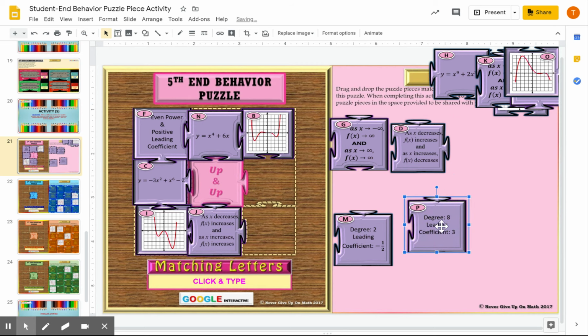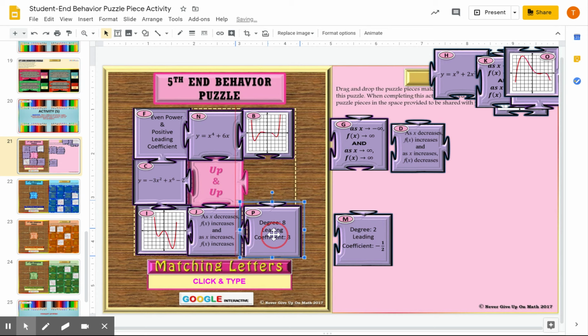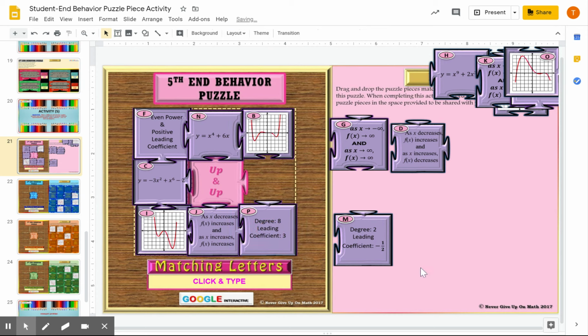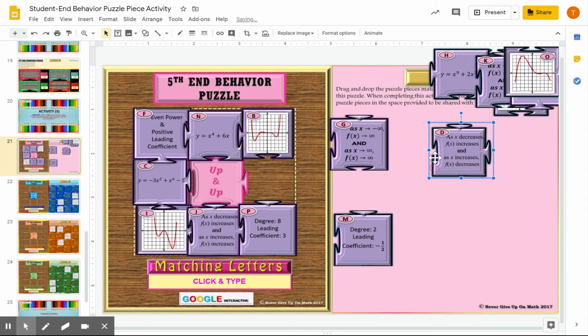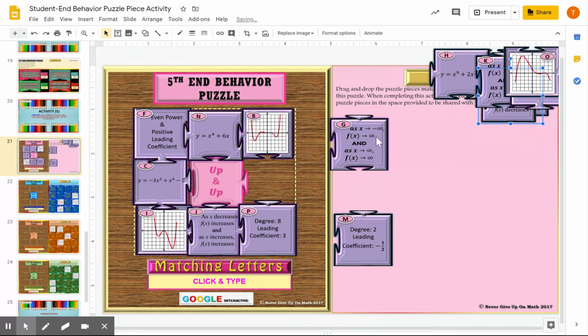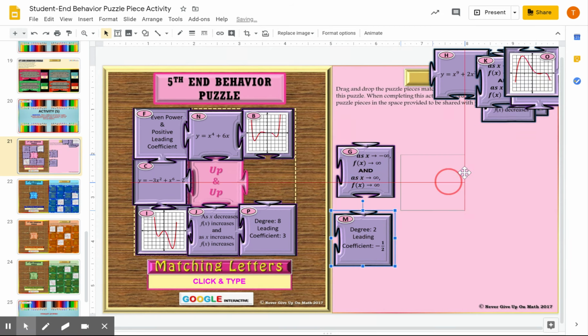Now this one says a degree of 8 and a leading coefficient of 3. Well, 8 is an even number, and 3 is a positive number. So I would agree that that is up, up, and this is another corner piece, so that goes there. This piece can fit in the spot that I have left, so that's good. This piece certainly can't, so I was right. I didn't end up having to read that one. It can't fit. It has to have this border here. So it's between M and G.